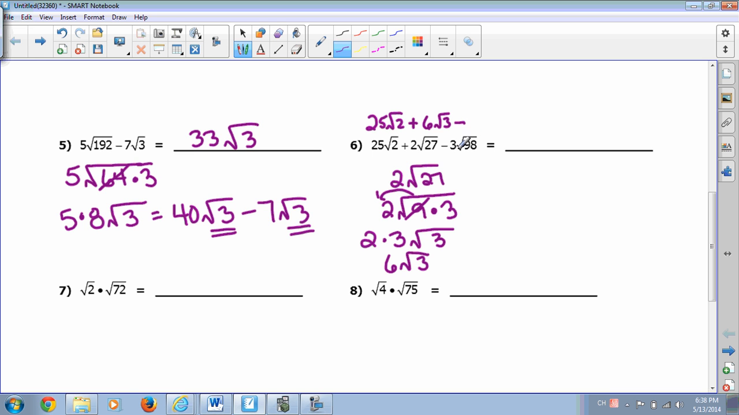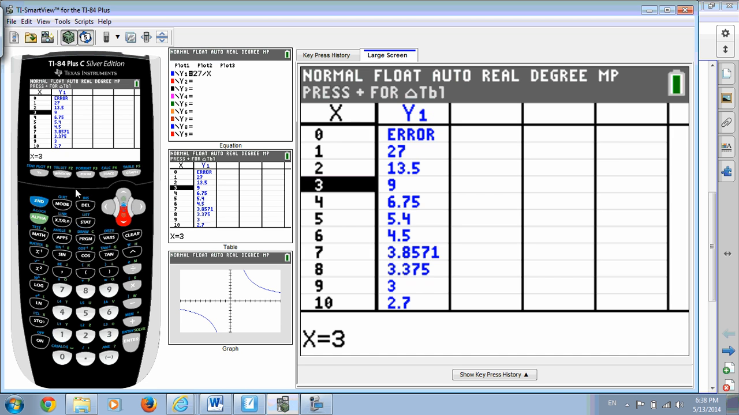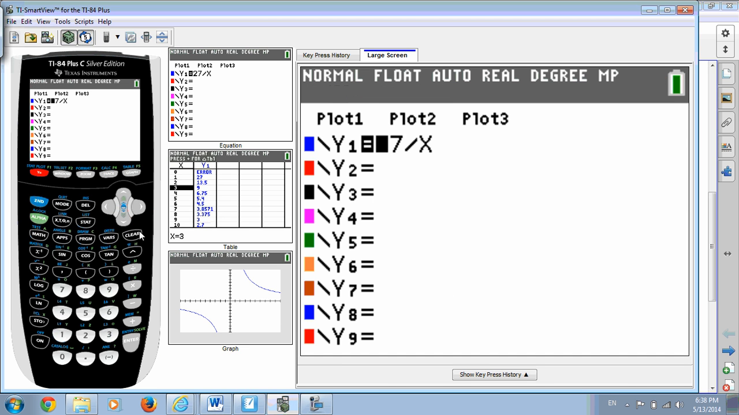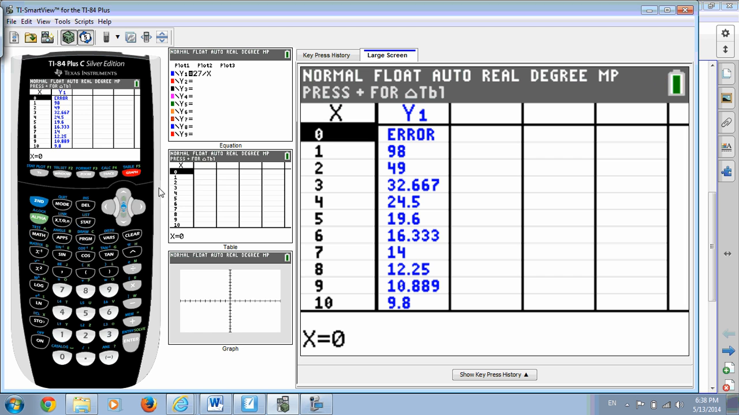now we have to simplify 3 square root of 98. Well, we've got to simplify the 98. Let's go back to y equals, 98 divided by x in our calculators. 1 and 98, 2 and 49. There, right there, 49 is a perfect square. 7 times 7 is 49. So we're going to use 2 and 49 as our factors.